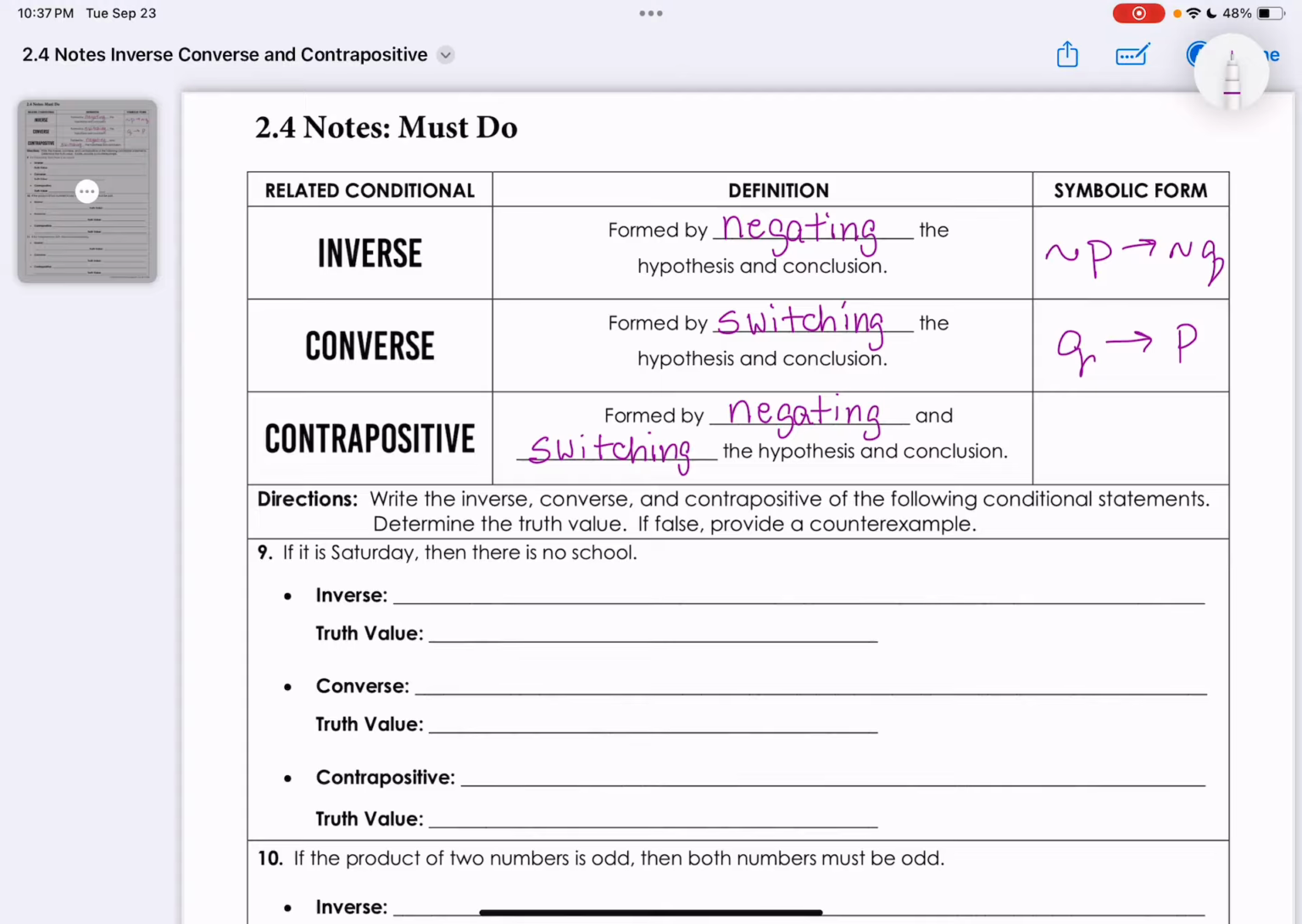So I like to remember these in order. The inverse is not P. If not P, then not Q. The converse, you switch them. If Q, then P. And the contrapositive, you just add the nots again. So, if not Q, then not P.